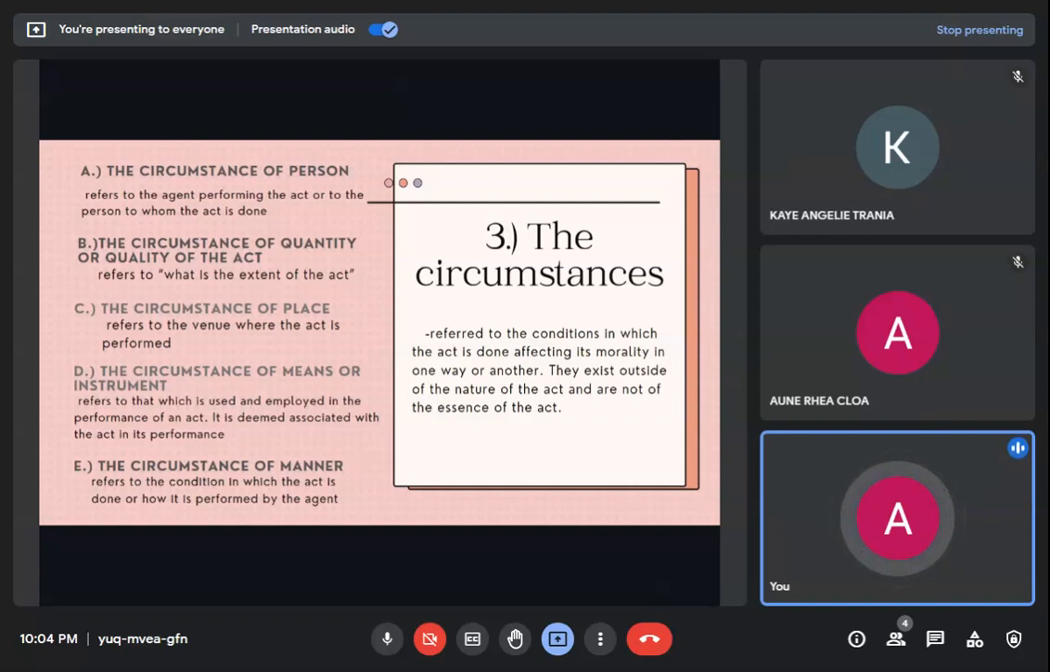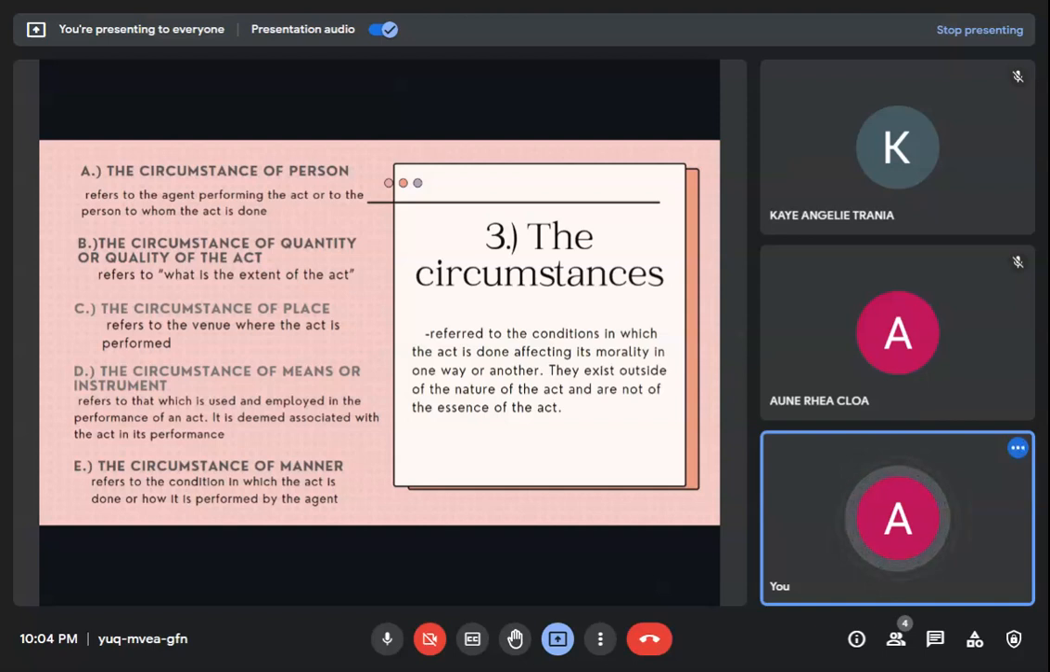It means the who, like who is the agent or to whom the act is done. The second one is the circumstance of quantity or the quality of the act. It refers to what is the extent of the act, or was the injury slight or serious, like was the amount stolen large or small.